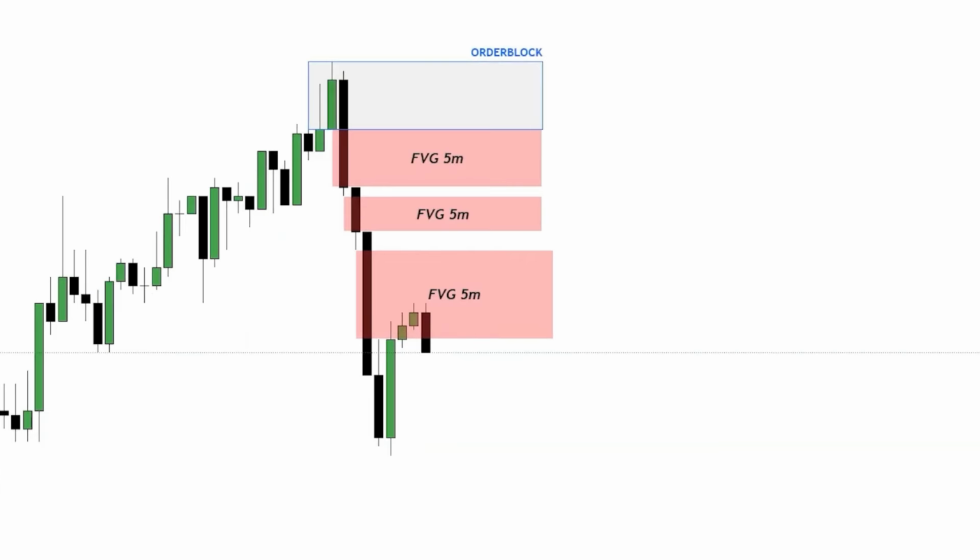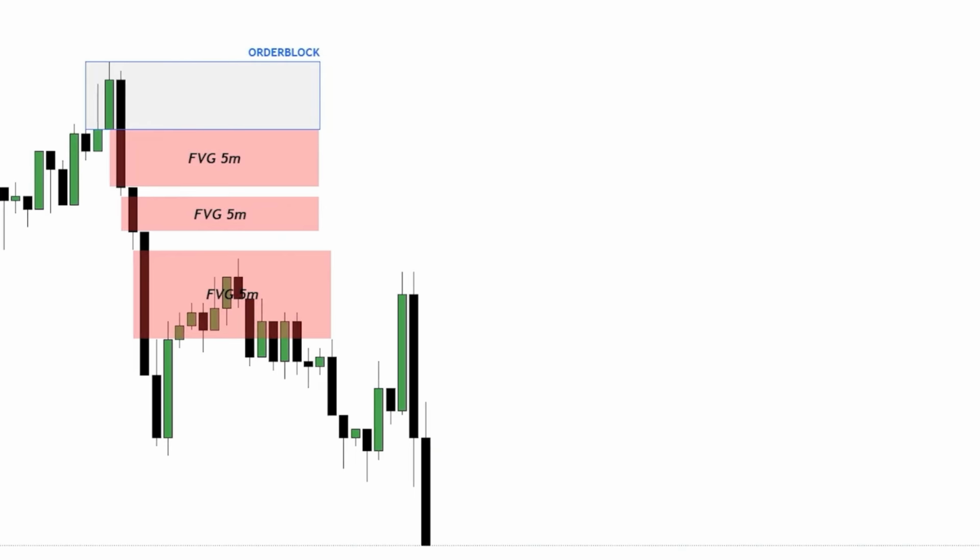And is there an order block above? Should you enter from the imbalance or from the order block? In reality, the price reaction can come from either the order block or the imbalance, so the decision is ultimately yours.